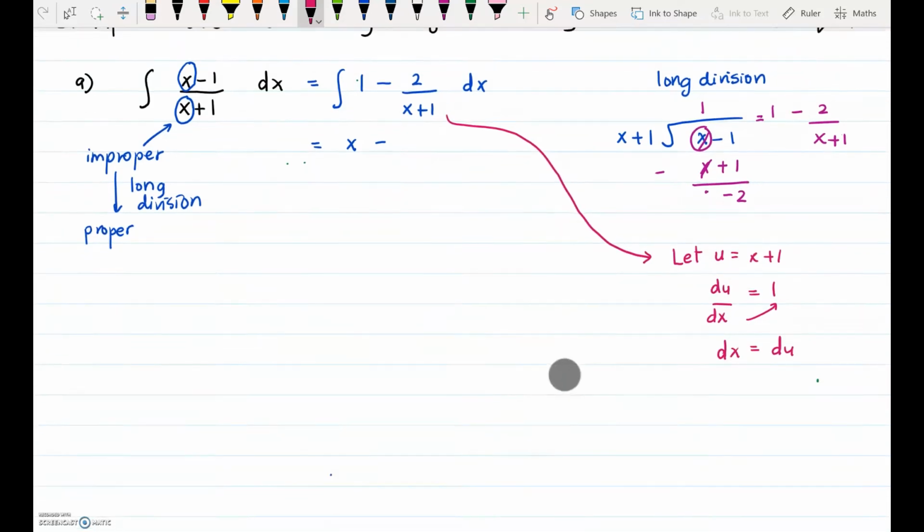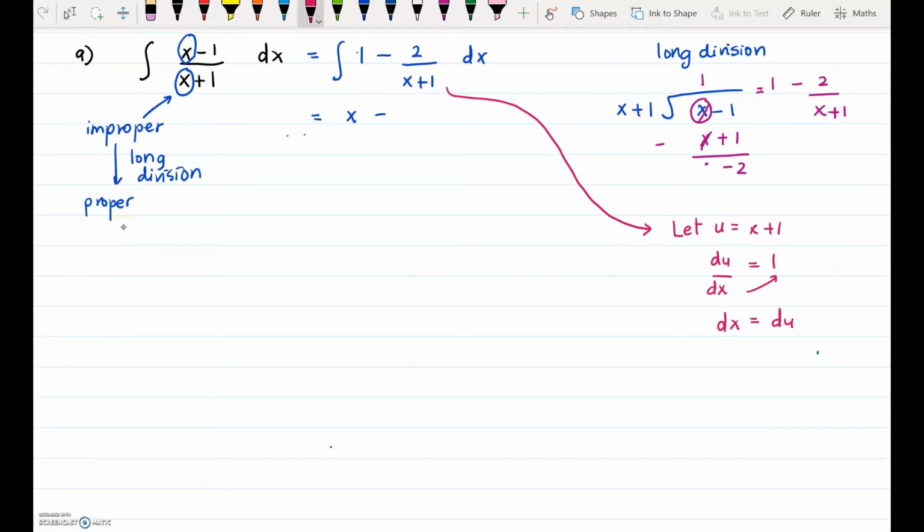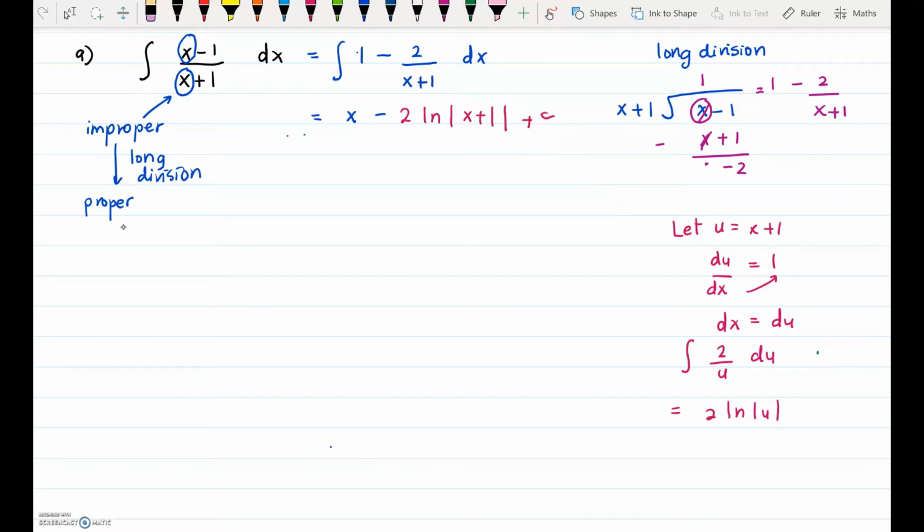When you integrate, you will get the integration of 2 over u du, which equals 2 ln u. So the integration of 2 over x plus 1 will be minus 2 ln, where u is x plus 1, plus c. So this is your final answer.